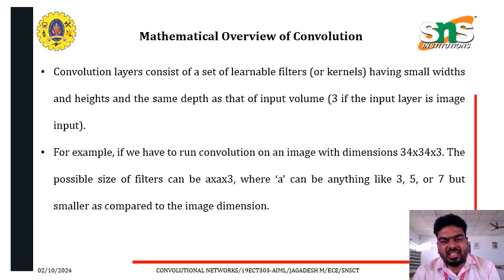The next one is a mathematical overview of convolution. The convolution layer consists of a set of learnable filters, that is our kernels, having small width and height and the same depth as that of the input volume, which is 3 if the input is an image. For example, if we run convolution on an image with dimensions 34 x 34 x 3, the possible size of filters can be A x A x 3, where A can be 3, 5, or 7 but smaller compared to the image dimension. It is a very important point.